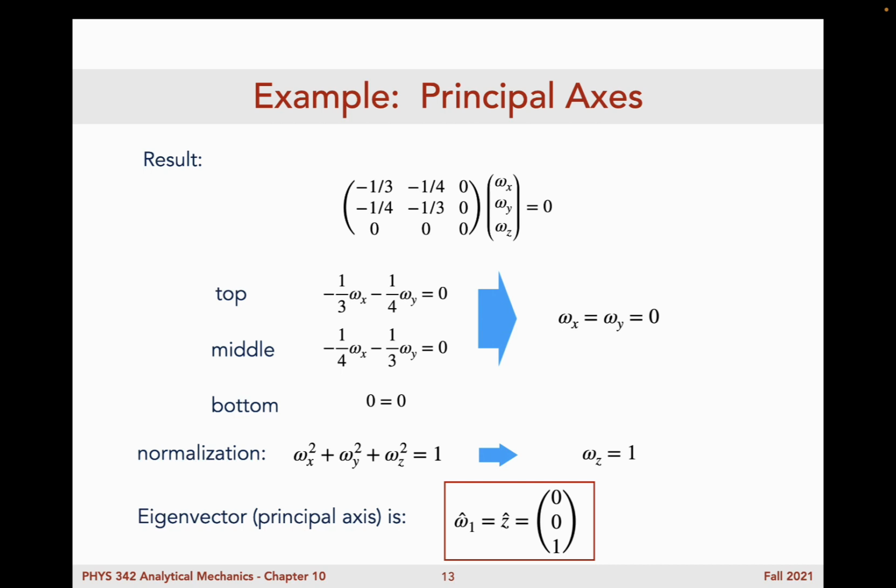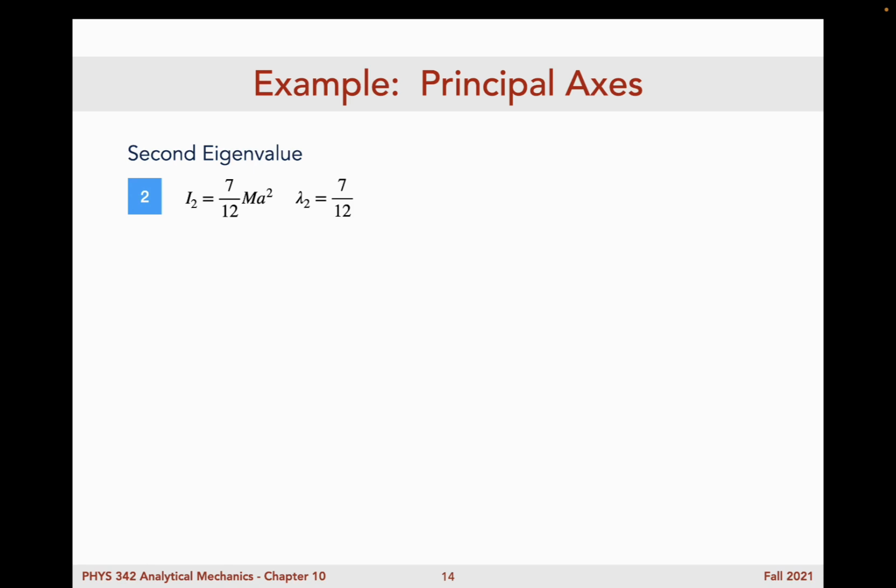Okay, so this is our eigenvector for that first eigenvalue. It turns out that this eigenvector is an axis that just points along the z-axis. So the eigenvalue that we found corresponds to a rotation around the z-axis. Let's do the second eigenvalue.